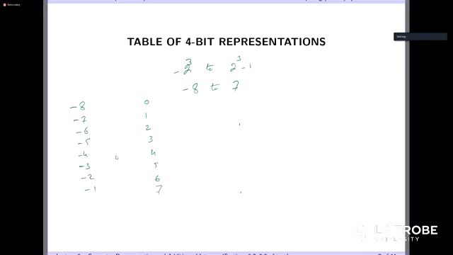Right? Let's write down their binary representation, should we? Okay, so let me start to write down. 0 in 4 bits can be written as 0, 0, 0, 0. You agree with that? Yeah. Okay. 1 would be 0, 0, 0, 1. 2 would be 0, 0, 1, 0. 3 would be 0, 0, 1, 1. 4 would be 0, 1, 0, 0. 5 would be 0, 1, 0, 1. 6 is 0, 1, 1, 0. And 7 is 0, 1, 1, 1. Yeah?